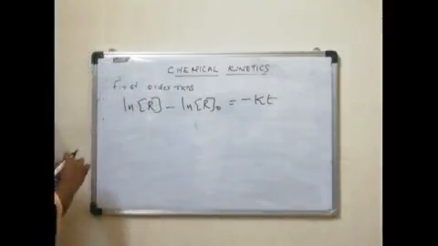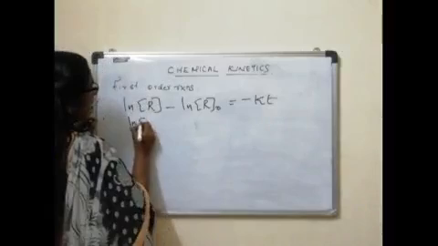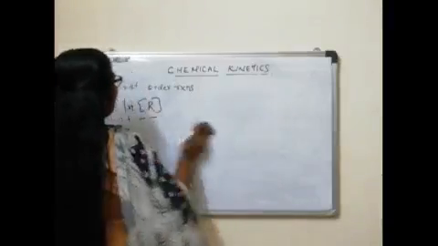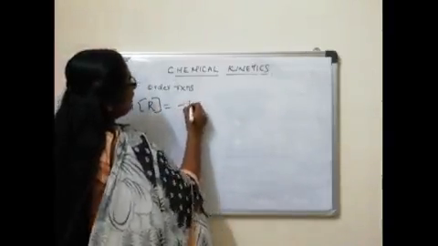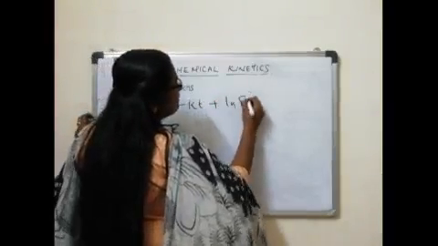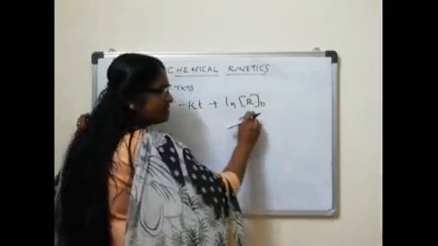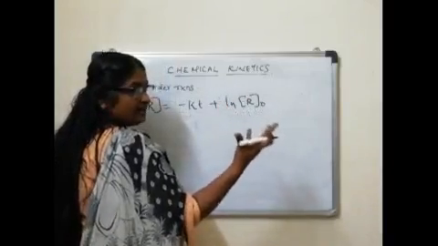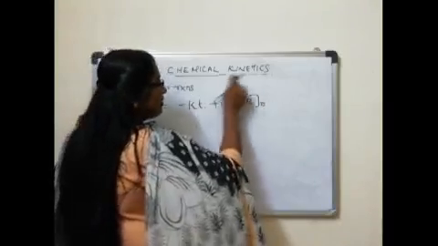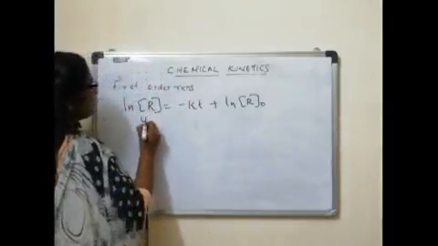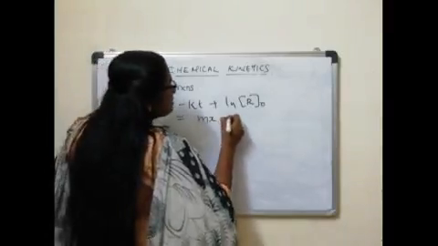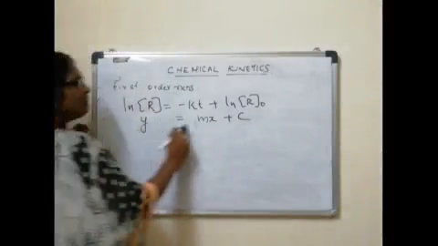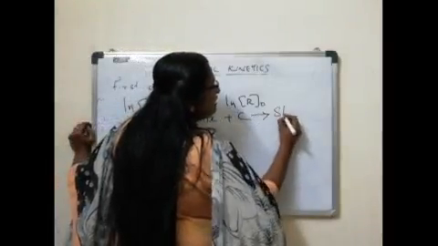Here, first of all, we can rewrite this equation as ln R is equal to minus KT plus ln R0, where R0 is the initial concentration. That is a constant: at the time we start the reaction, the concentration of the reactant is a constant, so this term is a constant. So this is of the form y is equal to mx plus c. We know that y is equal to mx plus c is the equation of a straight line.